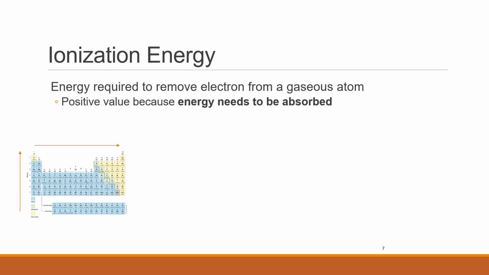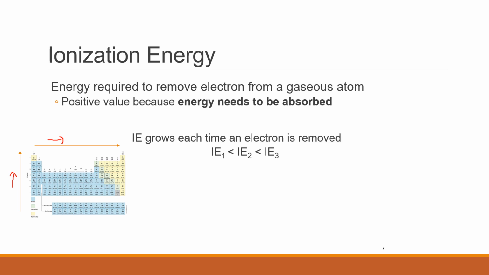Now the trend for ionization energy is actually opposite the trend for atomic radius and orbital energy. What I mean by that is we're going to see ionization energy increase as we go across a period instead of decreasing like it did with atomic size, and we're going to see it increase as it goes up a periodic table, up a group.